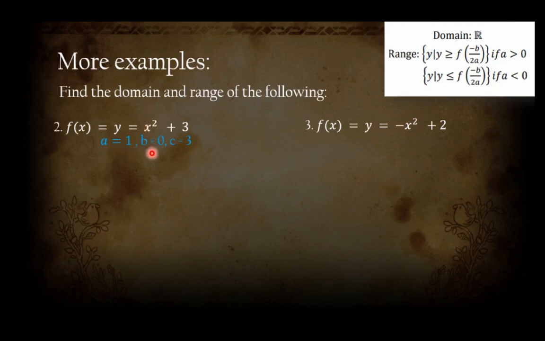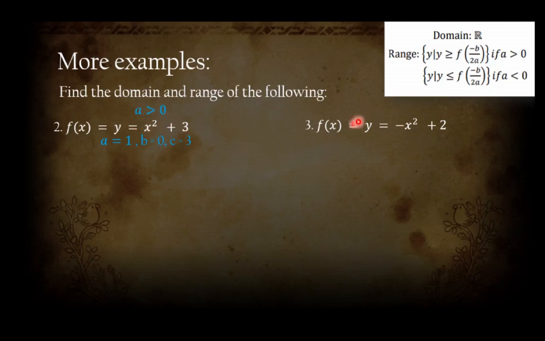So, we'll write the first term. The second term is missing, so we will write b equals 0, since there is no x here. And c, or the constant, is positive 3. So we wrote the a, b, c, the coefficients of this equation. Next, we will identify whether a is greater than 0. Is 1 greater than 0?